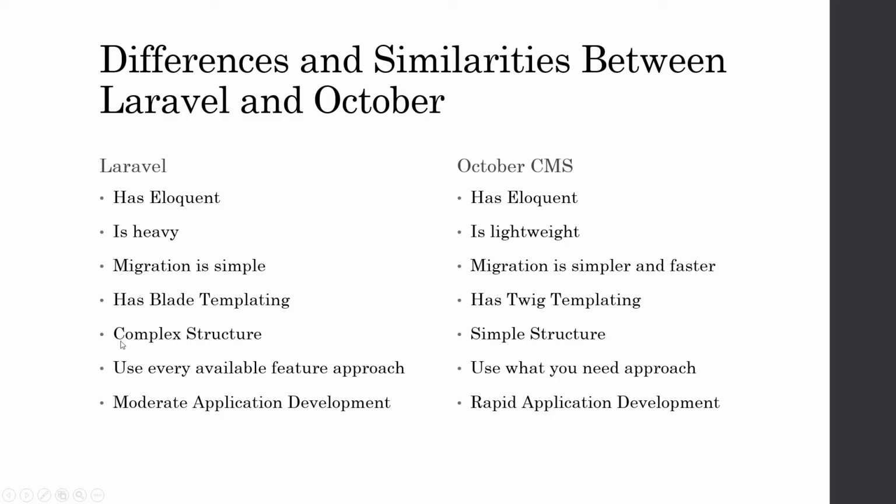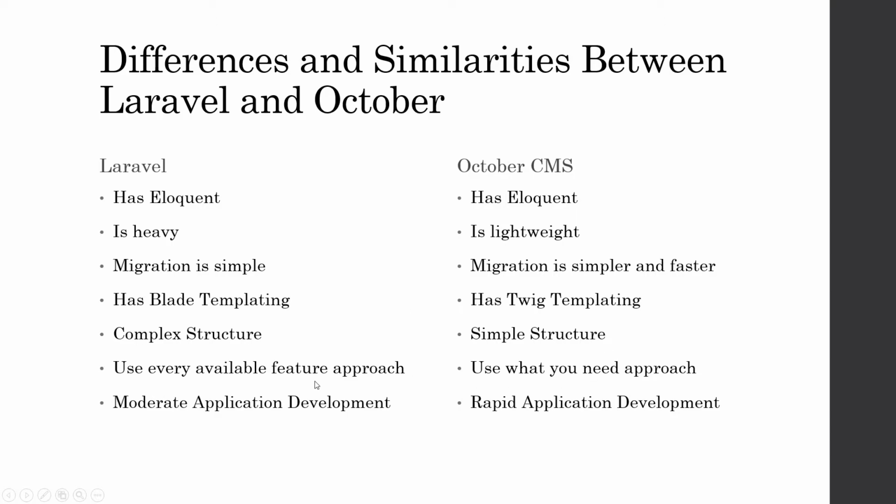So Laravel has a complex structure. This has to do with the files. October CMS has a simple structure. This has to do with the files. Now, I say it's a simple structure, but it can get complex later on, because it's only a simple structure from the get-go. You can add Laravel's features in here to make it as complex as an ordinary Laravel project.